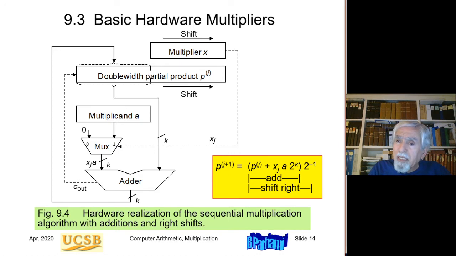After k cycles, all of the bits of X have been processed, all k additions have taken place, and this will be the double width partial product. So the hardware required for a multiplier is an adder and a few registers, nothing much, and this multiplexer to select A or 0 to be added in the next step. Of course, there's a control unit sitting here that controls the iterations. It has a counter that counts maybe from 32 down to 0 to control how many times these iterations take place.